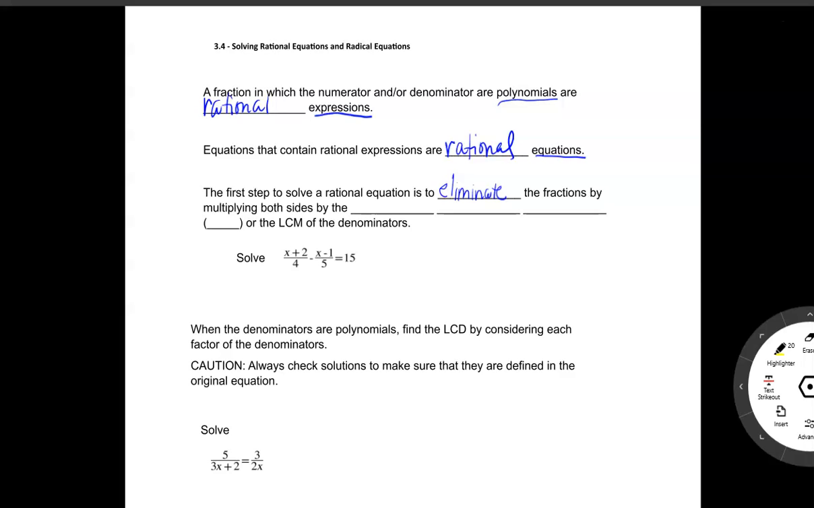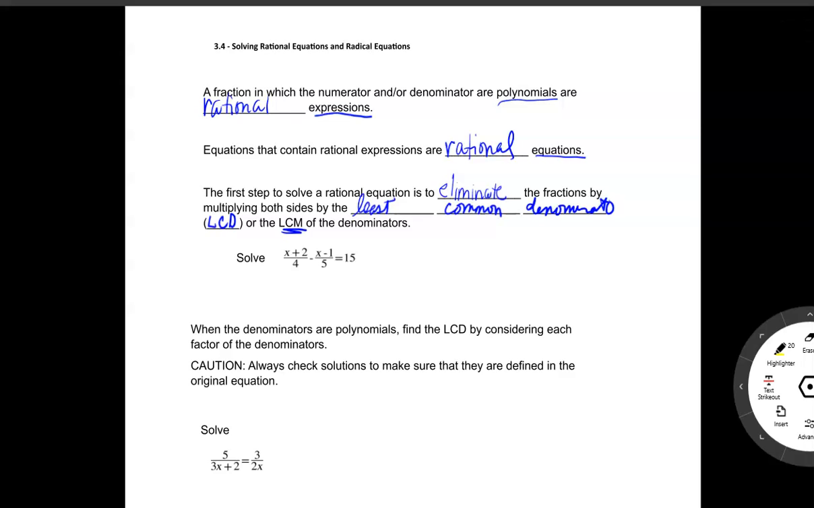Okay, multiply both sides of the equation by the least common denominator, or the LCD. And it's the least common multiple of the denominators. So let's take a step back and step away from the rational equations and just talk about fractions in general. If we're talking about the least common denominator, we want the smallest number that all of the denominators go into evenly, or that can be divided by the denominators.